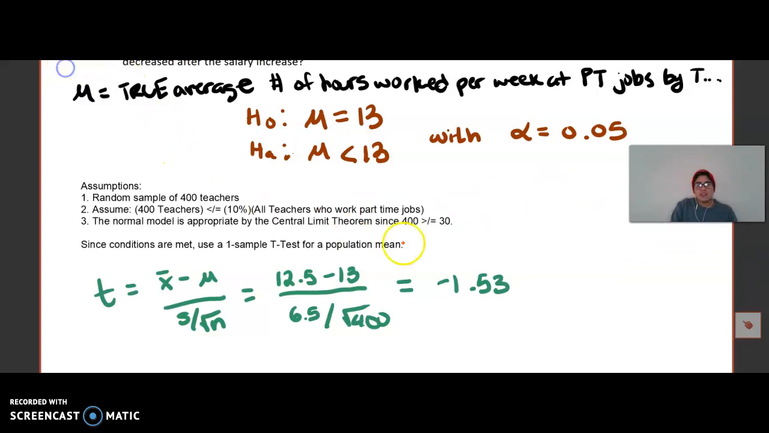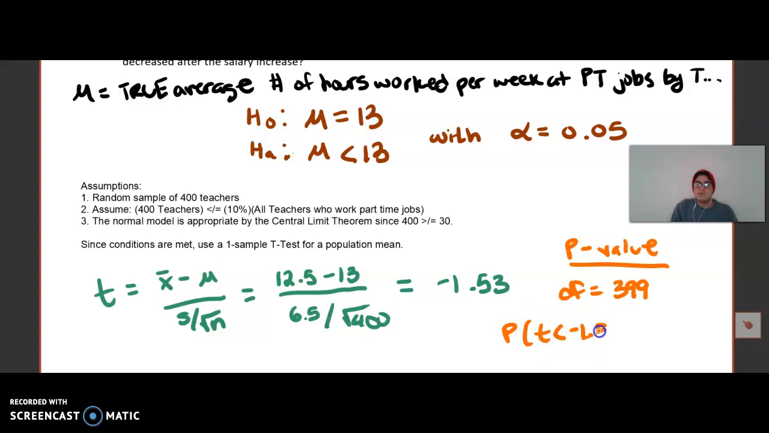And next we're going to check the p-value. Here, the degrees of freedom are going to be 400 minus 1, so we have 399 degrees of freedom. So the probability that our test statistic is less than negative 1.53 with 399 degrees of freedom is approximately 0.0623. And actually, that's kind of ugly, I do not like it, so let me rewrite that. Here we go.